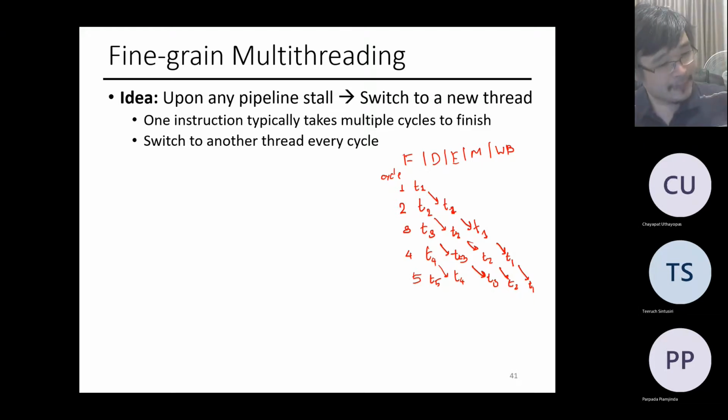So what's the benefit here? The benefit is you can run 5 threads at a time, right? And your pipeline is never stalled. You never have to stall your pipeline. You can keep feeding new threads into your CPU, right?